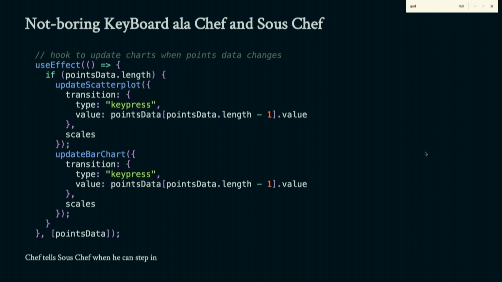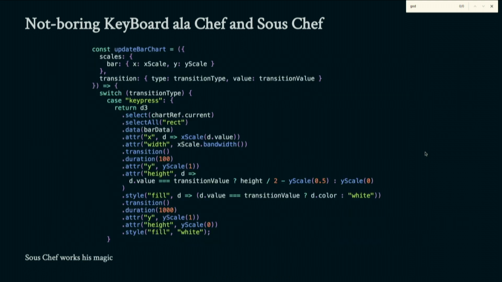And now the chef will tell the sous chef exactly when he can step in. So in this case, the chef is telling the sous chef that I want you to update the scatter plot and update the bar chart whenever the points data changes. And he also provides some additional information here, such as that this transition is of type key press. And the sous chef hears this and has the update functions ready and can step in.